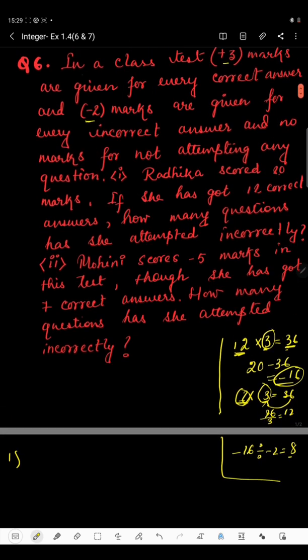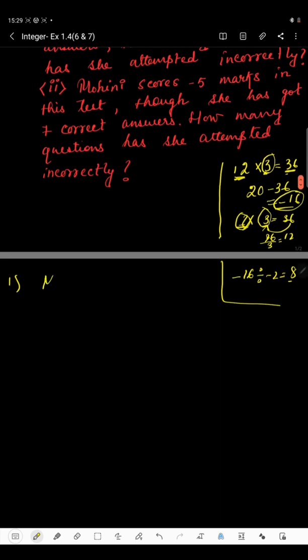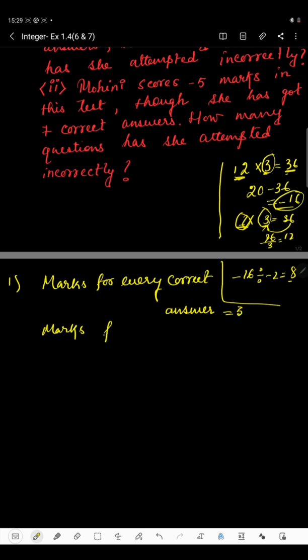Marks for every correct answer is how much? 3. Okay, and marks for every incorrect answer is minus 2. Now we will have to find how many questions she has given 12 correct answers.